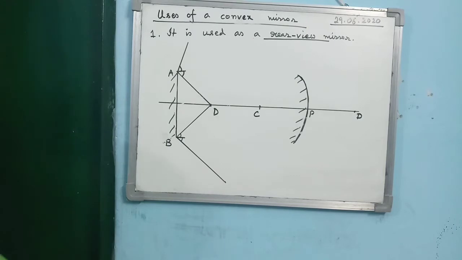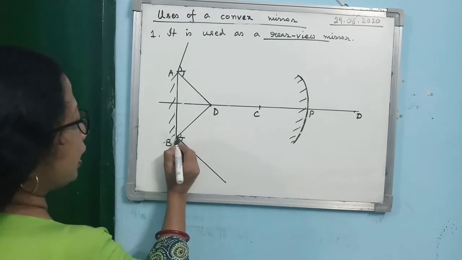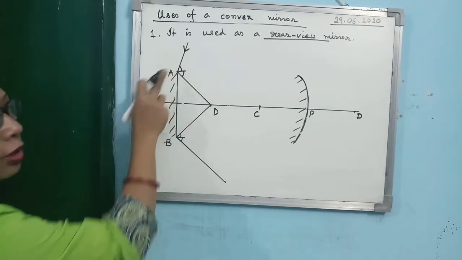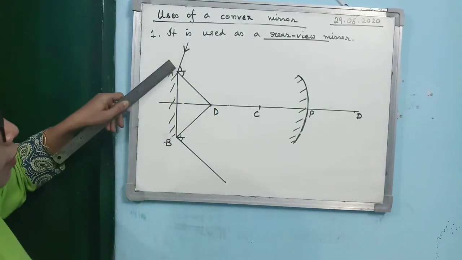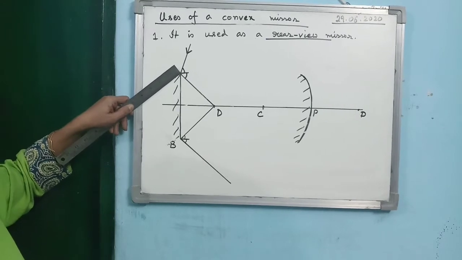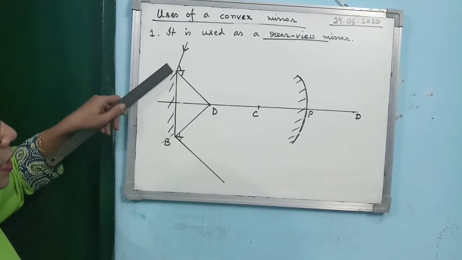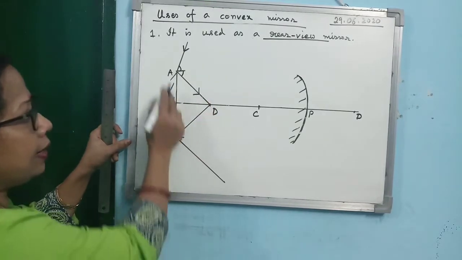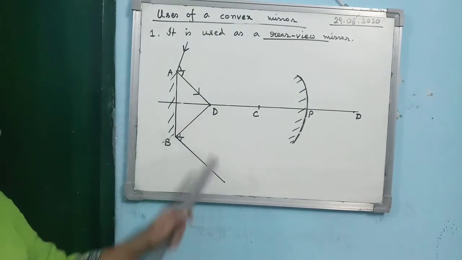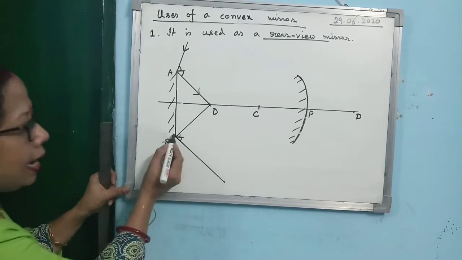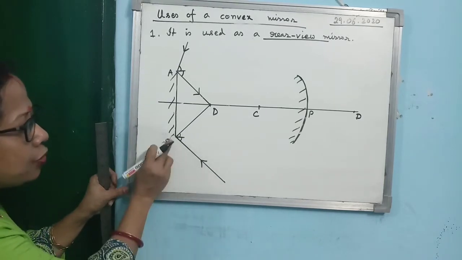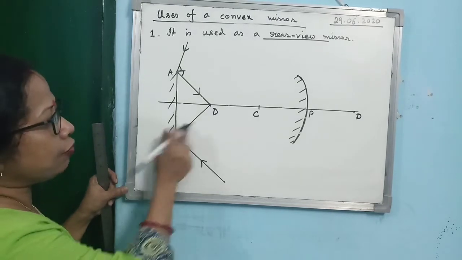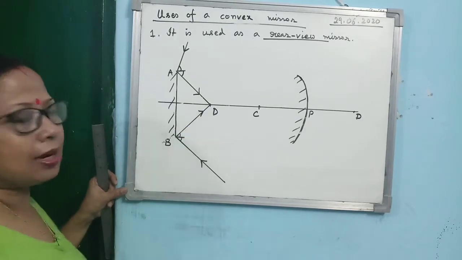So you see what is happening, why I have drawn this diagram. This is the extreme ray falling on the mirror because this ray is falling at the uppermost point A. So this is the extreme ray the mirror can receive, and when it is reflecting, it is received by the driver's eye. In the same manner, this is the extreme ray the mirror can receive, and this is the ray for which the reflected light is received by the driver.